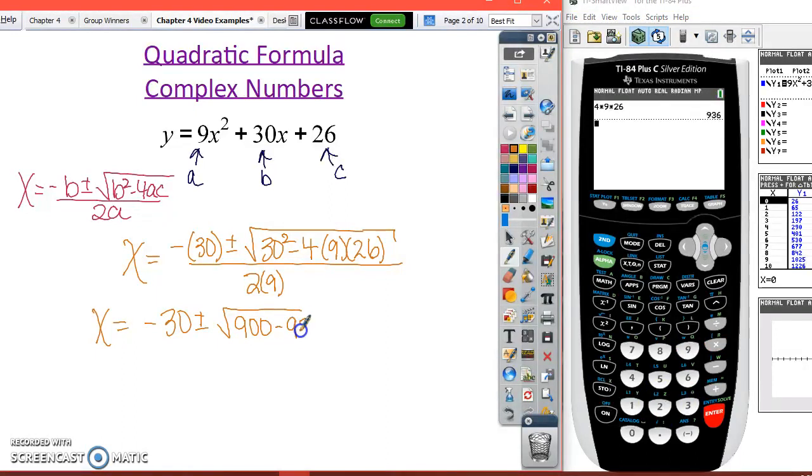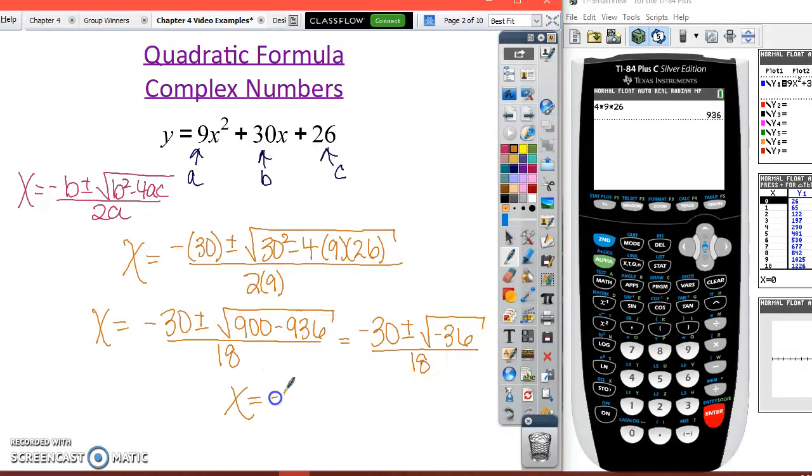And so you can see this is where our complex numbers are going to come in, because we can see that we're going to have a negative underneath the radical. From here, I'm going to simplify what's underneath the radical. So I have negative 30 plus or minus the square root of negative 36 all over 18. From here, I'm going to divide both of these terms by 18.